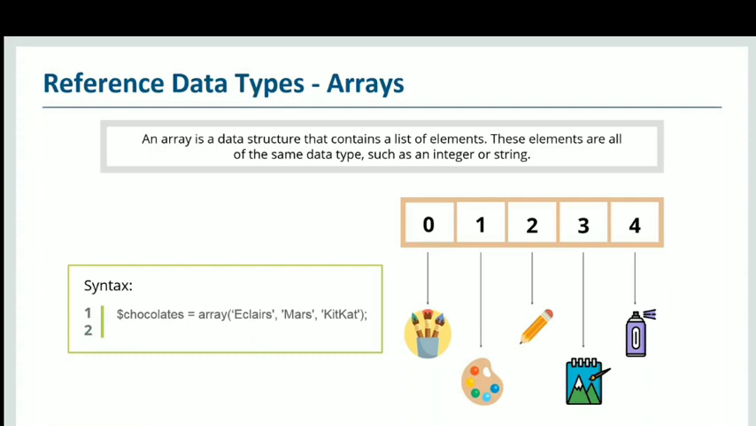Now, I've already defined an array just for an example. So first of all, you define an array like this in PHP. You say the array name with a $ sign. Then you use the array pre-built function, and then you can put in your array elements. Out here I've put the words eclairs, Mars and KitKat, which are some of my favorite chocolates.